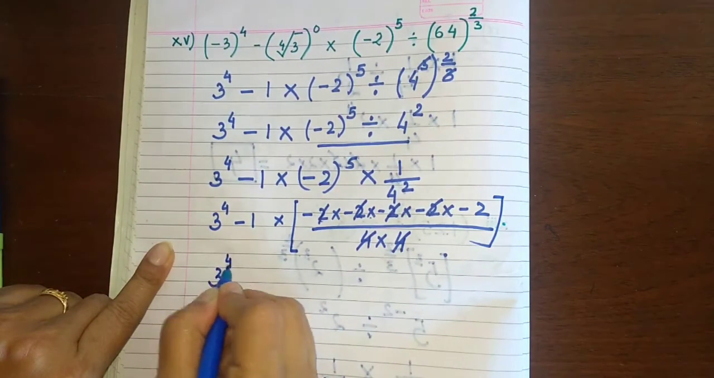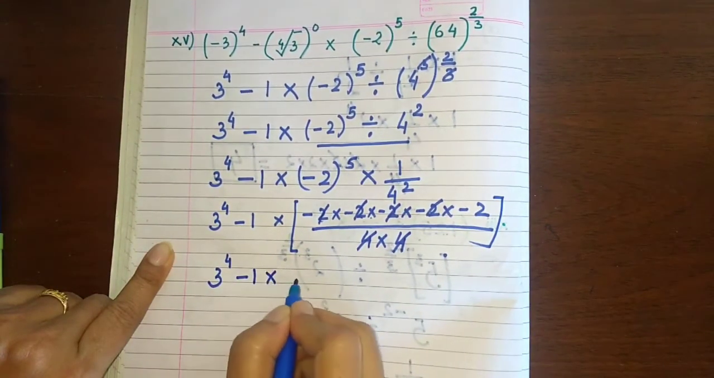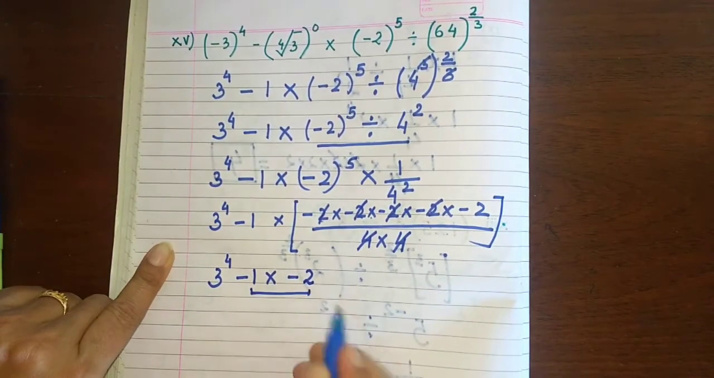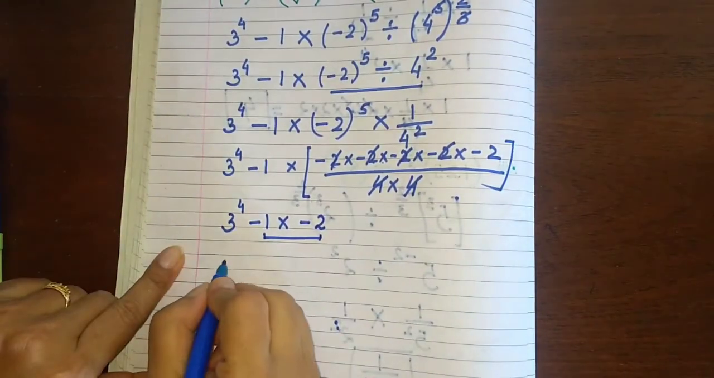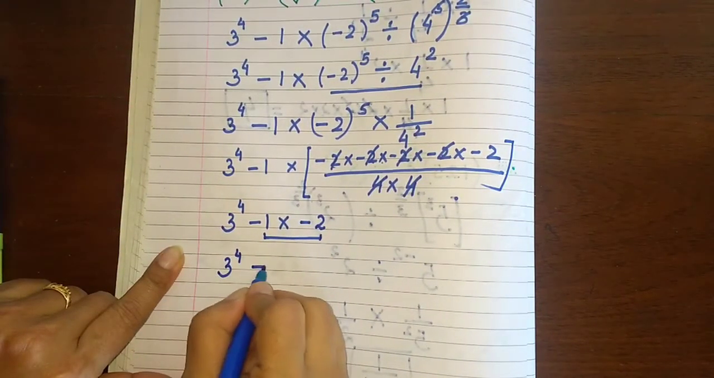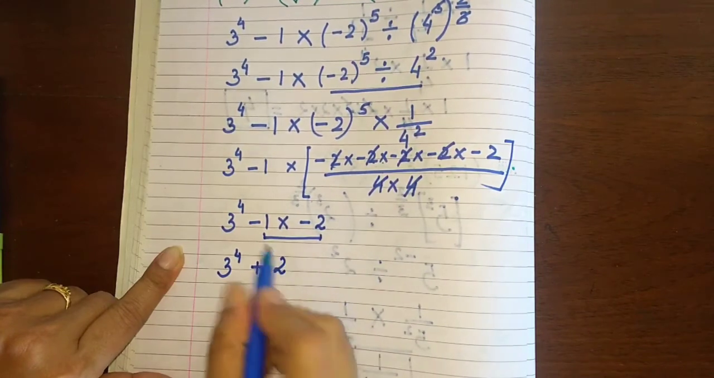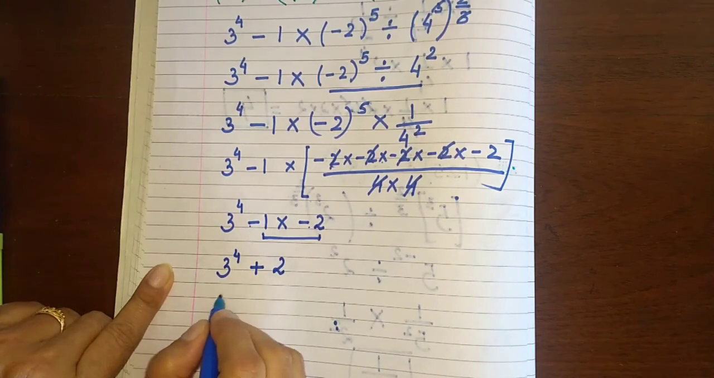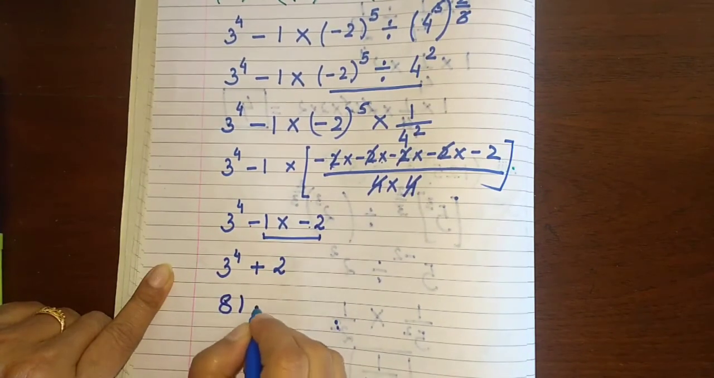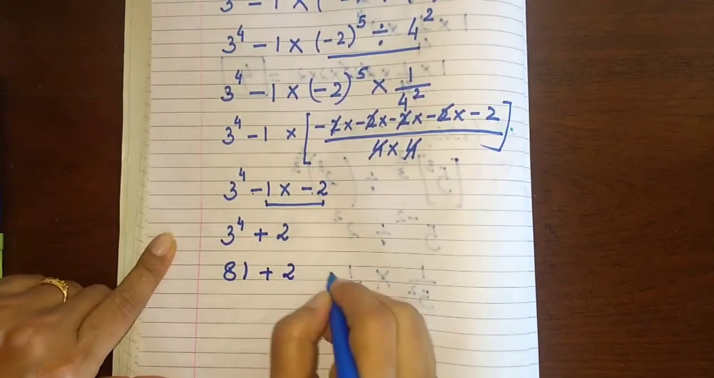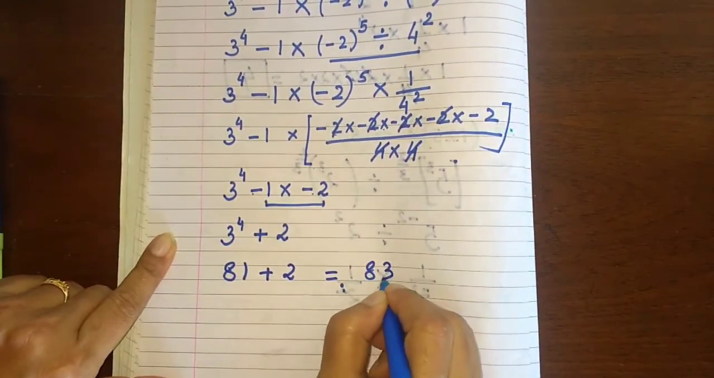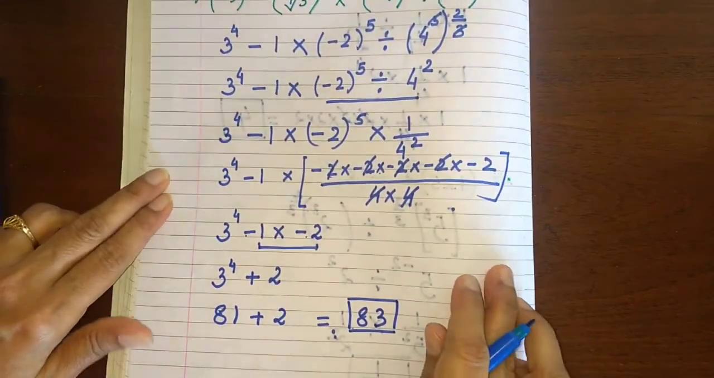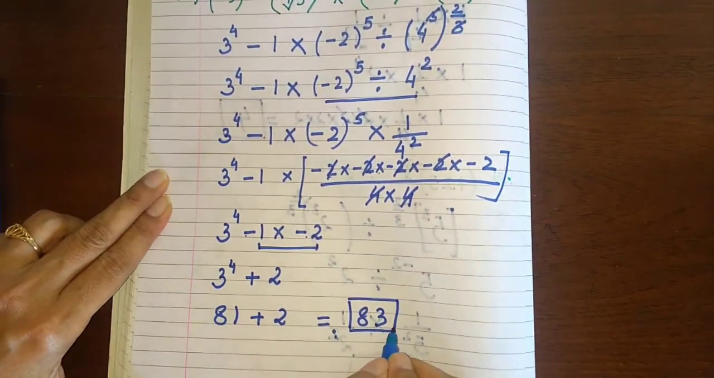So 3 to the power 4 minus 1 multiplied by minus 2. Then we do multiplication. Minus 2 into minus 1 is plus 2, minus into minus is plus. 3 to the power 4 is 81. 81 plus 2, so your answer is 83. Here we have applied the laws of exponents as well as BODMAS. So this is your answer.